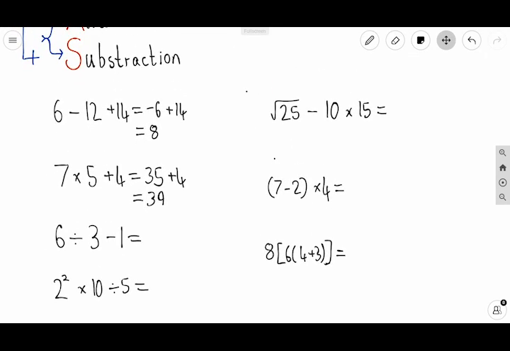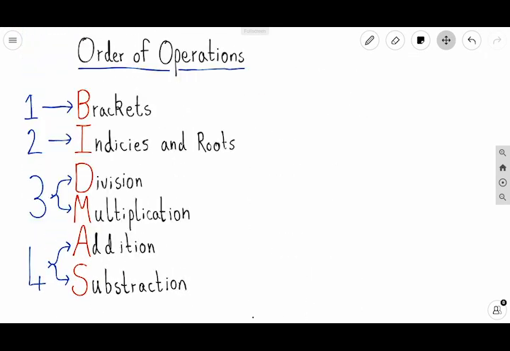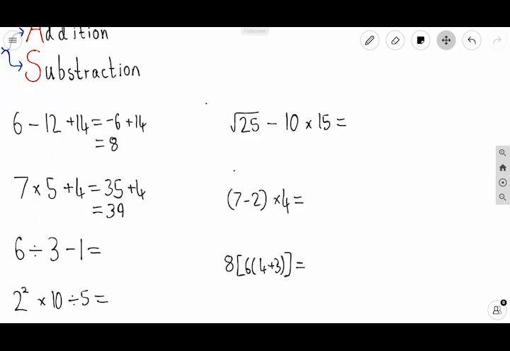6 divided by 3 minus 1. Division is higher in the order of operations than subtraction, I recall. So we shall do division first, which would give us 6 divided by 3, which is 2, minus 1. And that would be equal to 2 minus 1, which gives us 1. If you didn't get that right, that could be because you did 3 minus 1 first, giving you 2, and 6 divided by 2 would give us 3, not 1. So, yeah, let's move on to the next question.